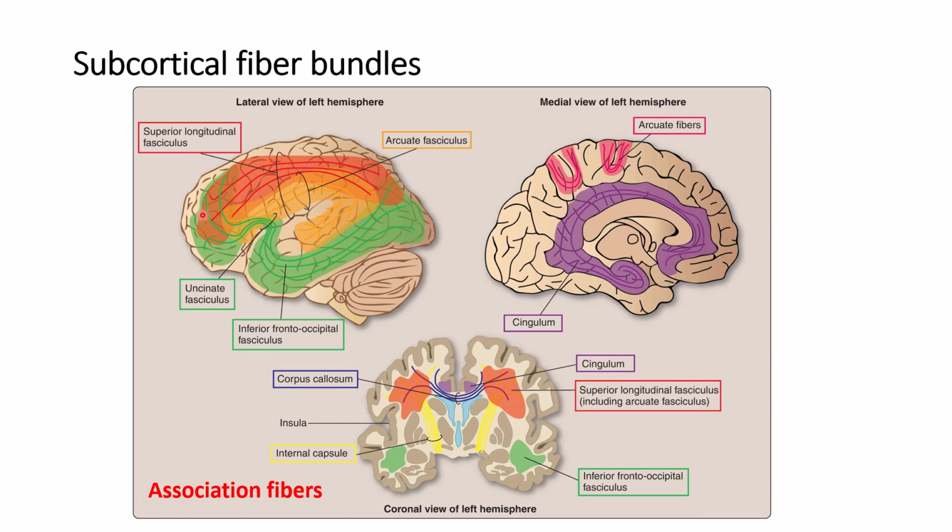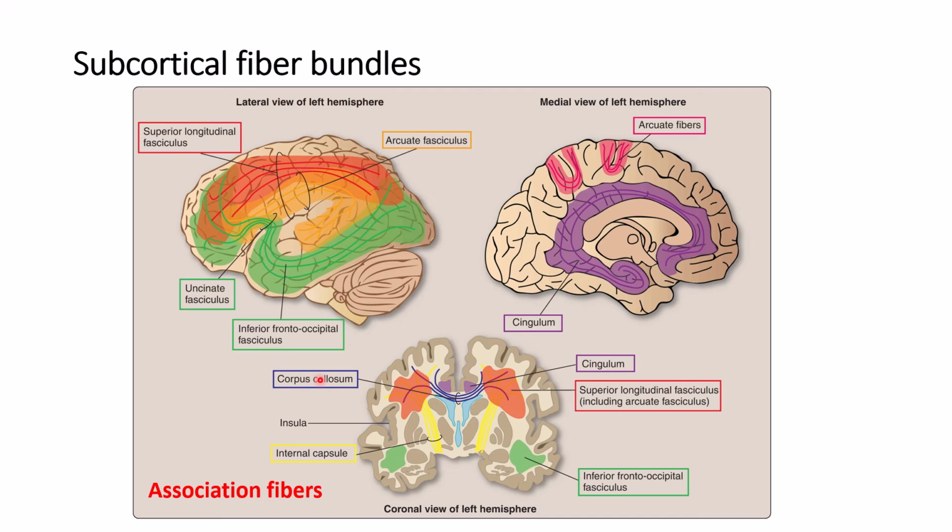So these ones that you see: this is the superior longitudinal fasciculus, including the arcuate fasciculus. You can also see the cingulum. This is the cingulum. You can see it's around here, and the third one is the inferior fronto-occipital fasciculus, which is this one. You also see some other stuff there, but they are not part of association fibers.